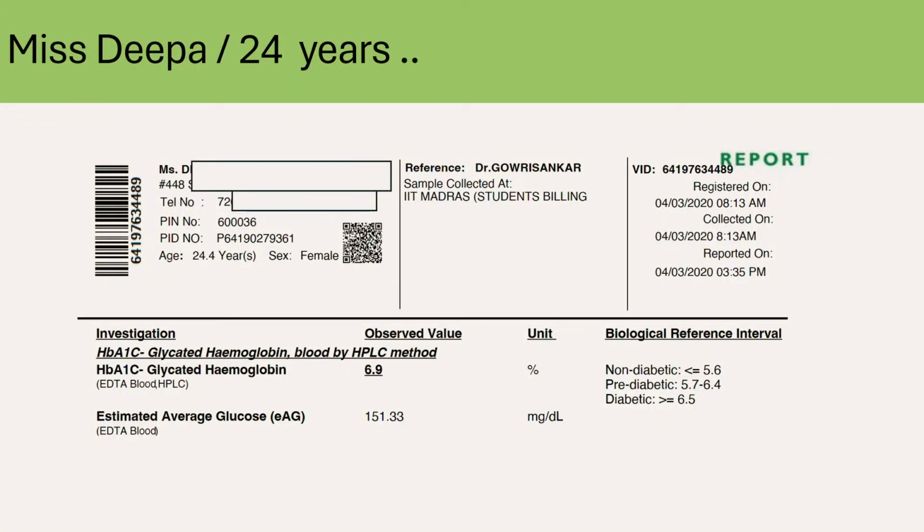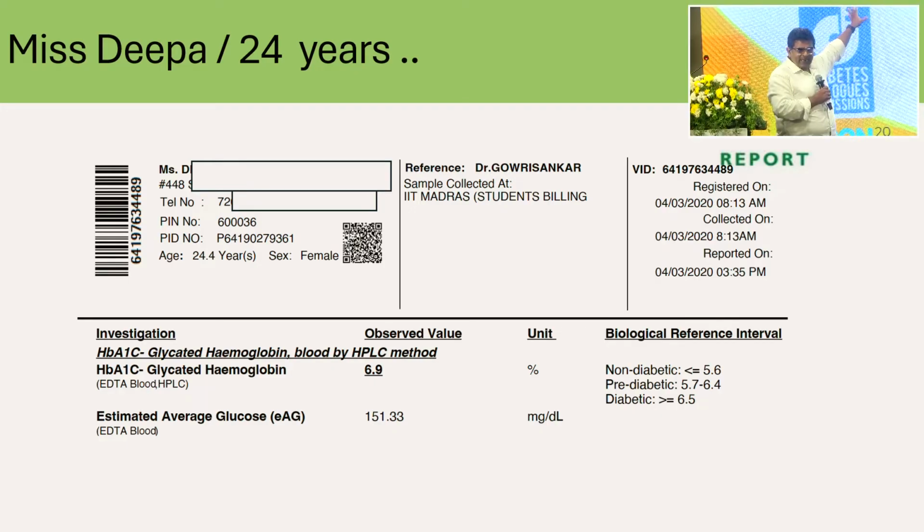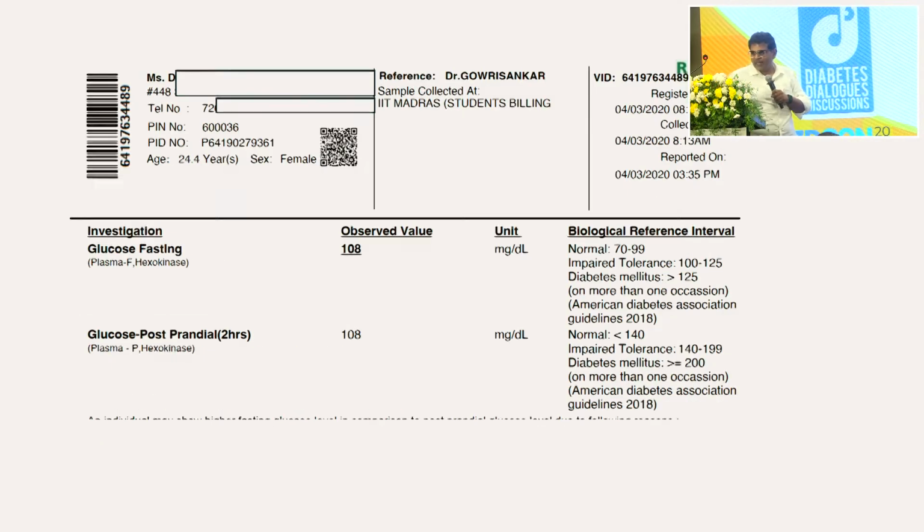We will call her Miss Deepa. She is a PhD student, something similar to what Mr. Bhushan presented. Almost everything is similar, except that the previous patient was a teacher and she is a student. At the time of admission, she is young, less than 25 years. She came with an HbA1c of about 6.9. Her fasting sugar in 2020 was about 180, postprandial 108.